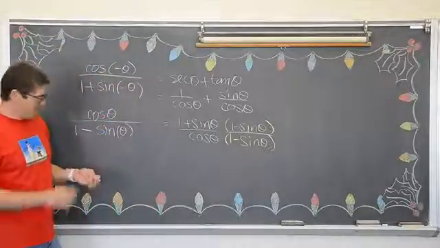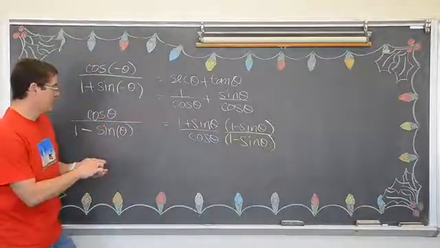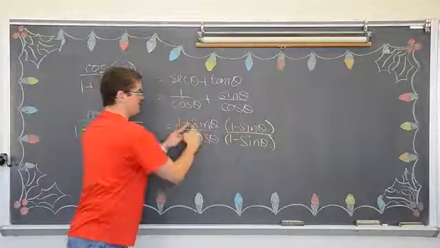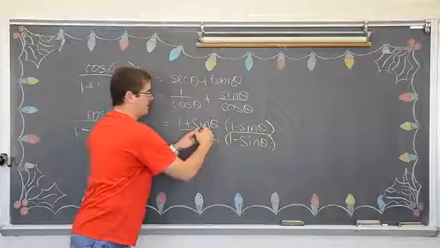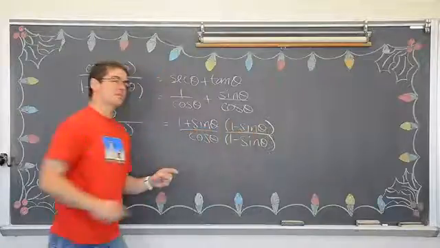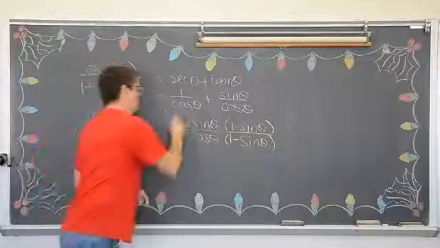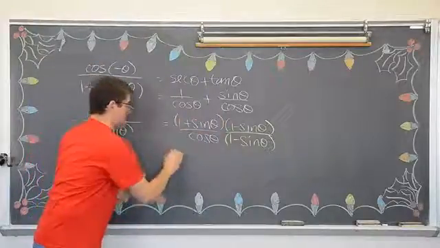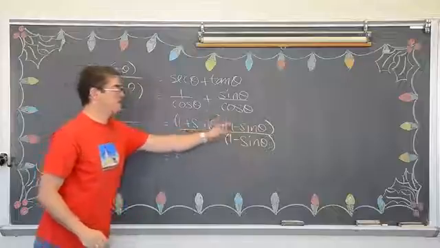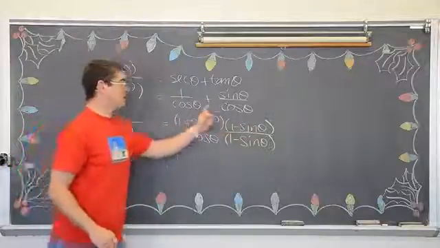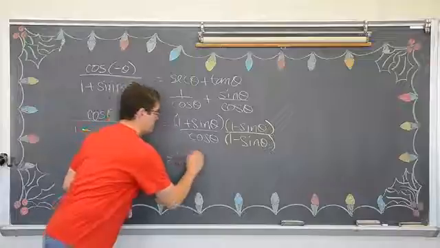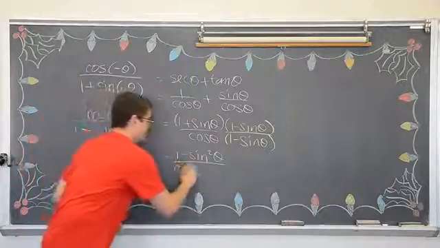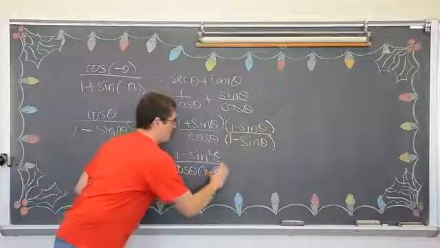What happens? Well, this is what happens. We're going to have 1 times 1 is 1, 1 times negative sine, and then positive sine times 1, and then positive sine times negative sine. This is a difference of squares pattern. So when I distribute this, I'm going to get 1 times 1 is 1, then I have negative sine and positive sine. Those are going to cancel out, and positive sine times negative sine is negative sine squared theta, all over cosine theta times 1 minus sine theta.